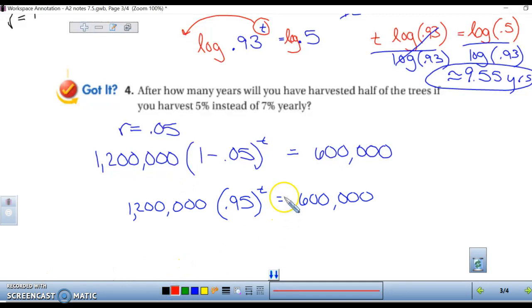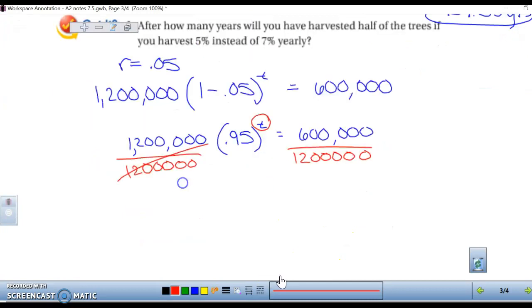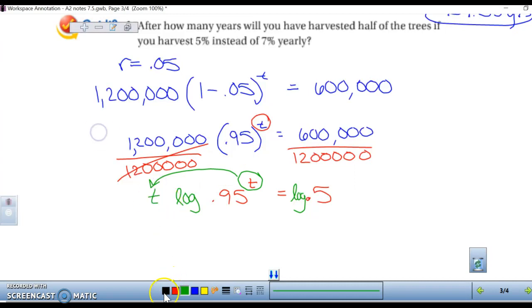So here we go again. We're going to solve for t. So first step is to get t alone. So we're going to get rid of our multiplication of 1,200,000 by dividing on the other side. 600,000 divided by 1.2 million is 0.5. To get rid of t in the exponent, we're going to log both sides. So that drops the exponent down in front. So we have t times log 0.95 equals log of 0.5.